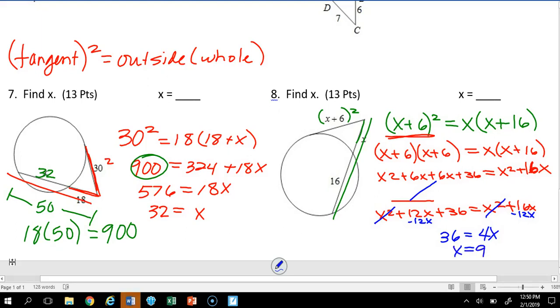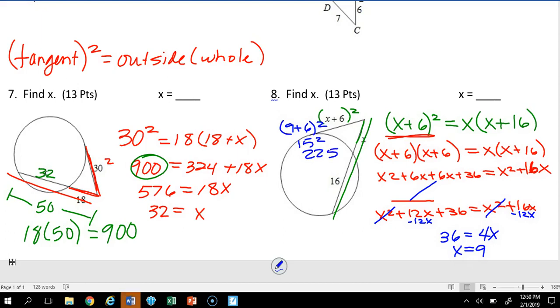Once again, we're going to put that value into the equation just to check it. So this is going to be 9 plus 6 squared, so that's going to be 15 squared. That I happen to know is 225. And then over here, we're going to put the 9 again. So that's going to be 9 again, and 9 plus 16 is 25, so that's 9 times 25. That also is 225. So if these two answers are the same, then we've checked it out and we got the correct answer.